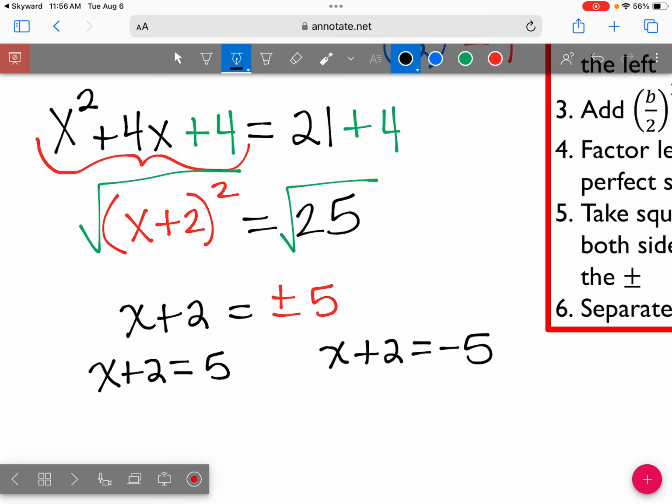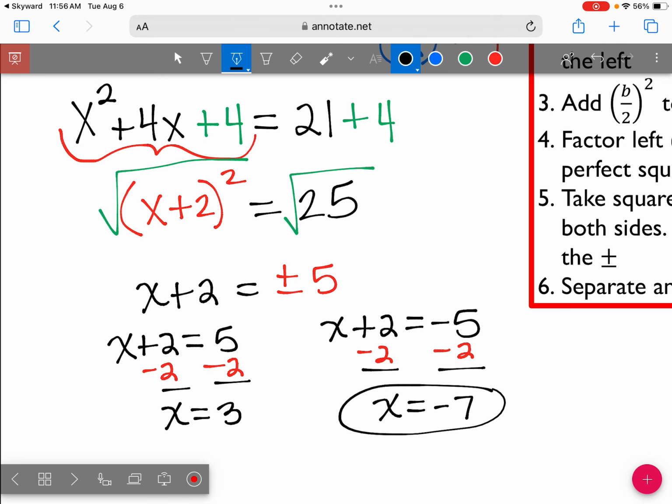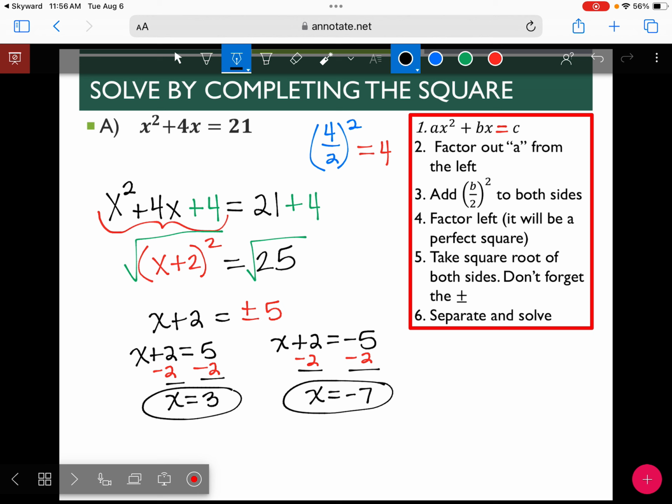So we're going to subtract 2. And then your two solutions will be x = 3 and x = negative 7. Whenever you get two numbers like this that are whole numbers, that means we could have factored it also. And that's it. That's how you complete the square. Any questions?